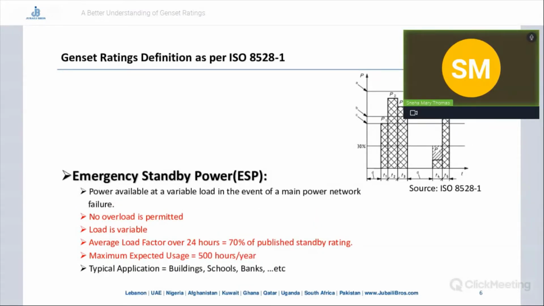What is emergency standby power? Emergency standby power is the power available and is limited to 500 hours annual usage with an average load factor of 70%.